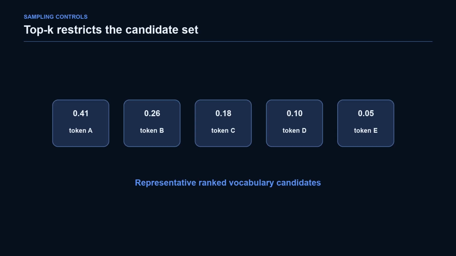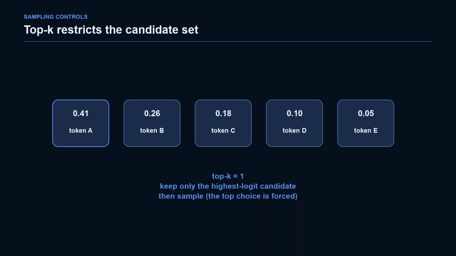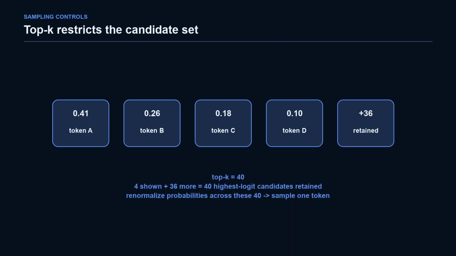The second technique is top K. So instead of sampling from the full vocabulary, we restrict the model to only look at the k most likely tokens at each step. Top k of 1 always picks the single most likely token, and top k of 40 allows the model to choose from the 40 best candidates weighed by their probability.